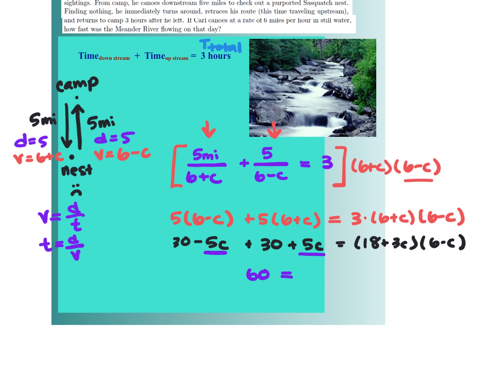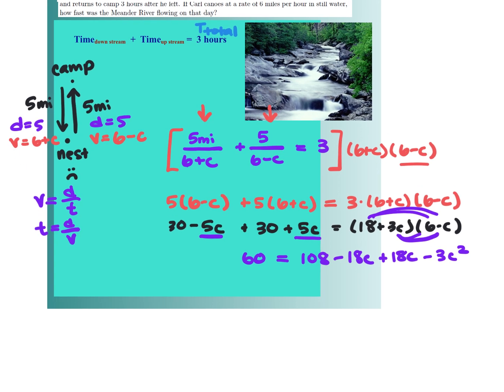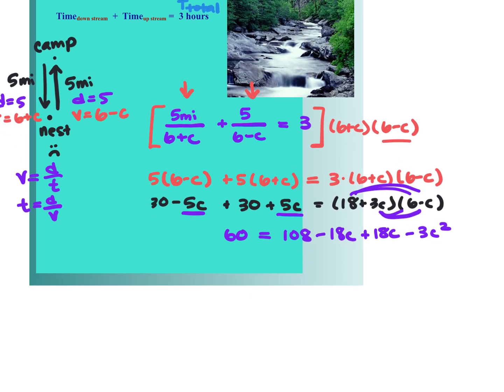And then on the right-hand side, we need to FOIL. Starting with 18 times 6 is going to be 108. Then we have 18 times negative C. On the inside, we have 18C times 6. That's going to give me another 18C, this time positive. And then the last, I'm going to get negative 3C squared. The negative 18C and the positive 18C are going to simplify to 0. So I have 60 is equal to 108 minus 3C squared.